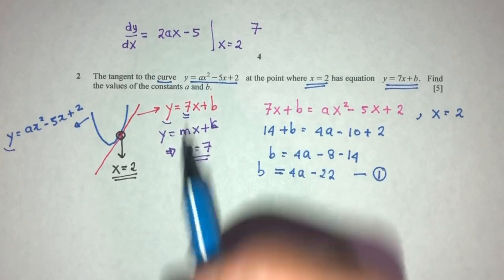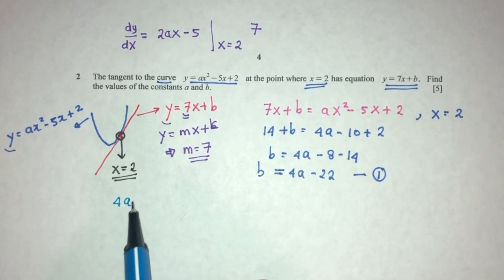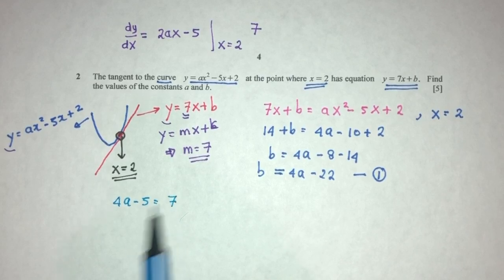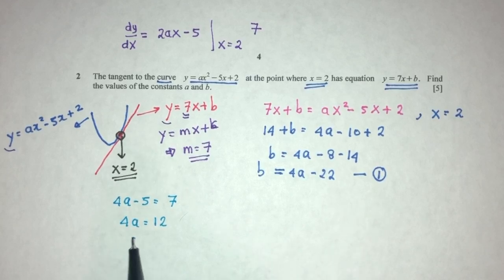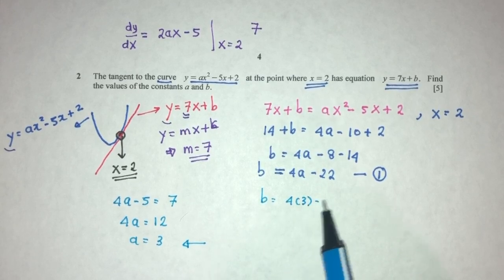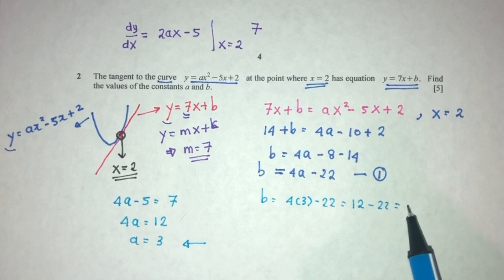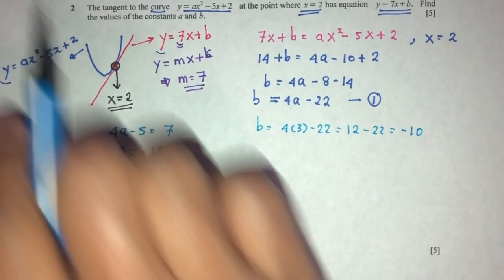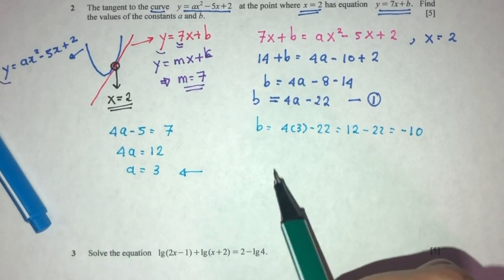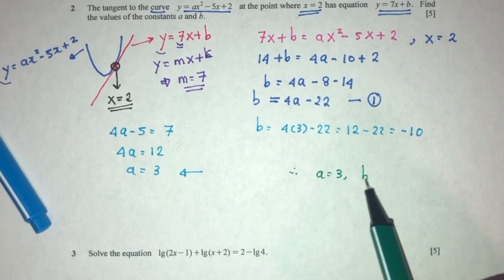So replace, that'd be 2 times 2, that'd be 4a minus 5 is a value of 7. 4a is a value of 12, right? Therefore, a is a value of 3. Now b is a value of 4 times 3 minus 22, that should be 12 minus 22, that should be the value of minus 10. So therefore, here we go. We found the value of a and b already. A is a value of 3, b is a value of minus 10.